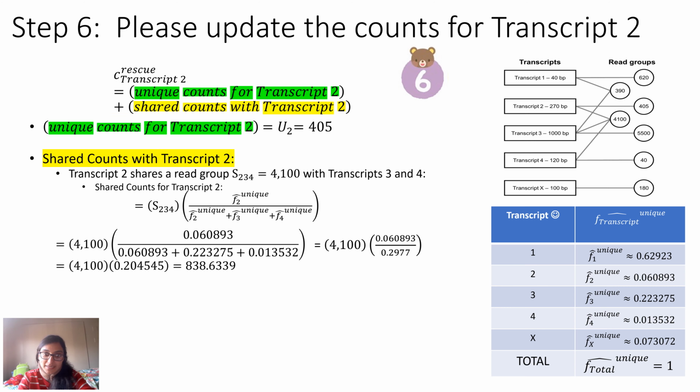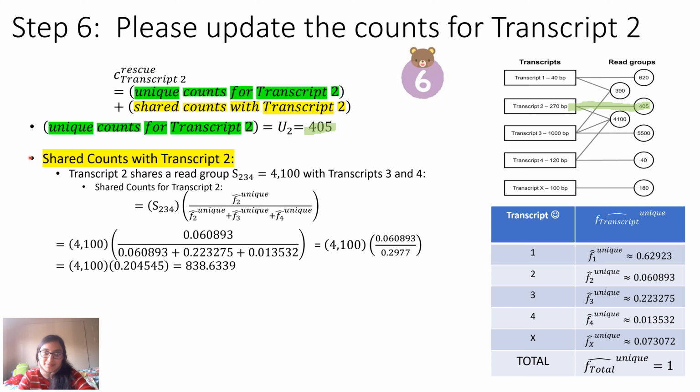So we do the same thing for transcript 2. Let's focus now on transcript 2. We notice that the unique counts is 405. That's for transcript 2, and we get this 405 from U2, like a great band, huh? And then we're going to look at the shared counts of transcript 2.